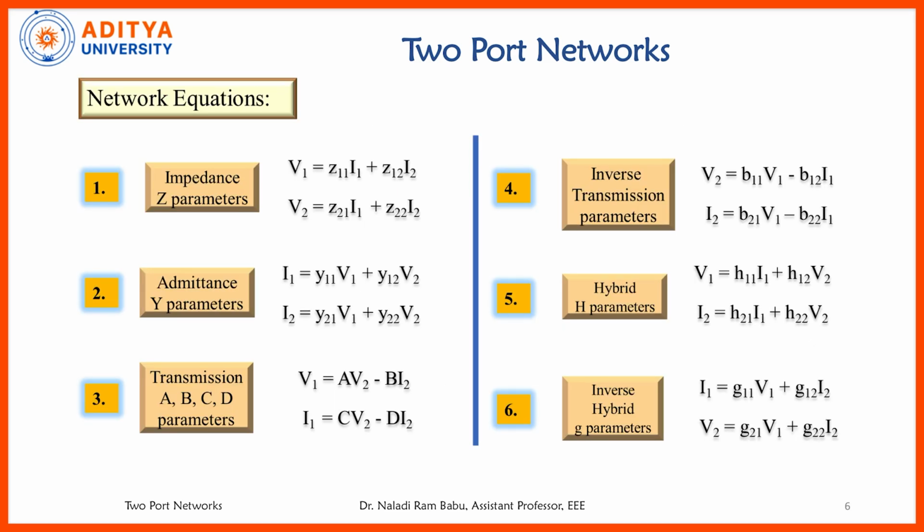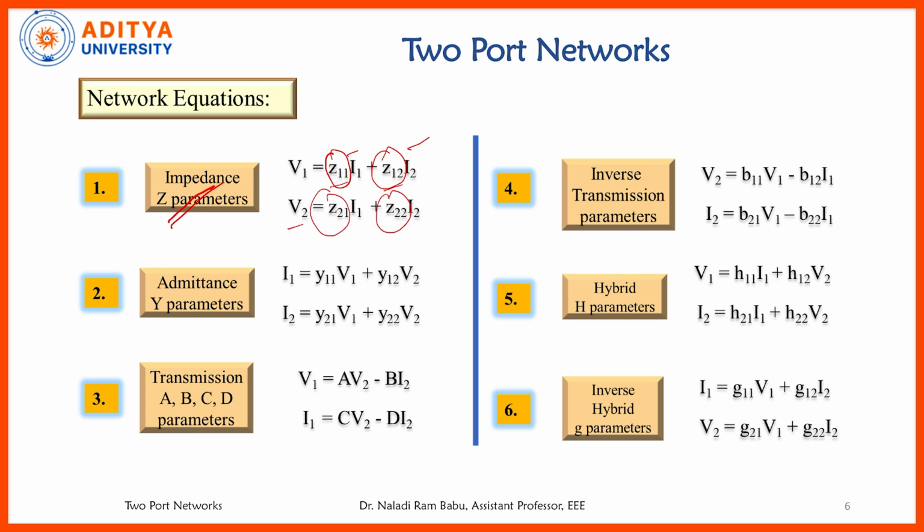Looking at the network equations of impedance parameters, also known as Z parameters, where 1 means the input port and 2 means the output port: V1, the voltage across the input terminals, is equal to Z11 I1 plus Z12 I2, where Z11 and Z12 are impedances. V2, the voltage across the output port, is given by Z21 I1 plus Z22 I2. Here I1 and I2 are the input and output currents and V1 and V2 are the input and output voltages. Z11 and Z22 are self impedances, whereas Z12 and Z21 are mutual impedances.